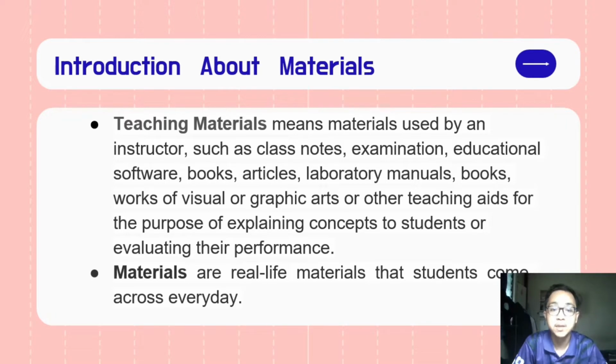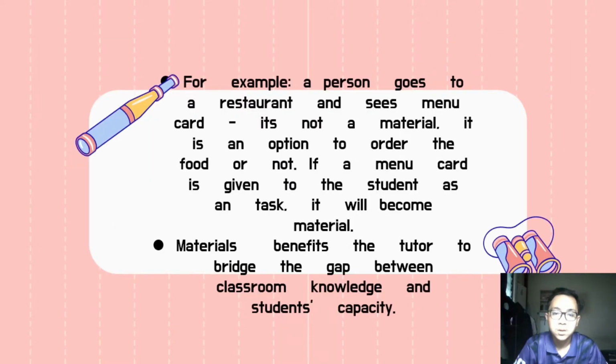So I am going to talk about materials. So basically, teaching materials mean materials used by an instructor or teacher, such as class notes, examinations, educational software, books, articles, laboratory manuals, works of visual or graphic arts, or other teaching aids for the purpose of explaining concepts to the students or evaluating their performance. But authentic materials are real-life materials that students come across every day. An example: if a person goes to a restaurant and sees a menu card, it is not a material, but it is an option to order the food or not. And if a menu card is given to the students as a task, it will become material. So materials help the tutor bridge the gap between classroom knowledge and students' capacity.